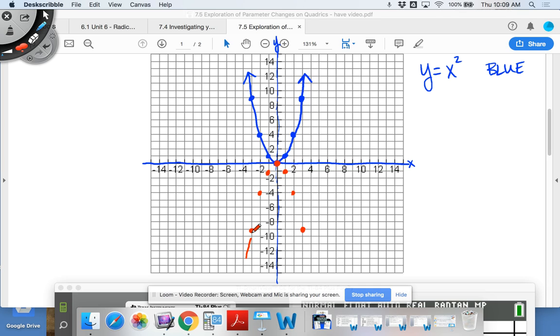Then you're going to do your best to draw a kind of smooth line that should make your parabola. And by line, I don't really mean line. It makes a U. So that is y equals negative x squared.